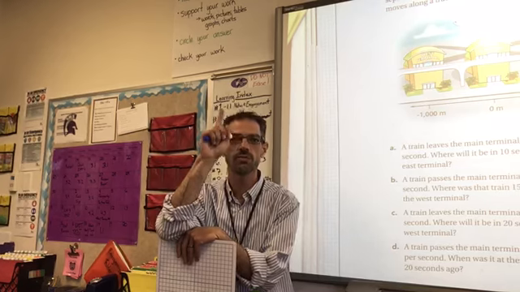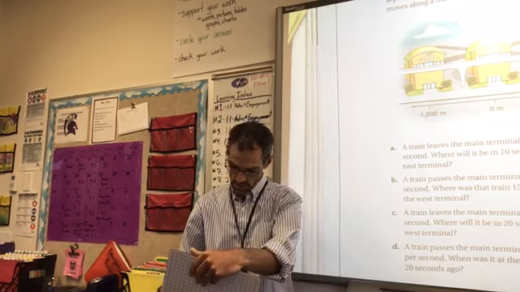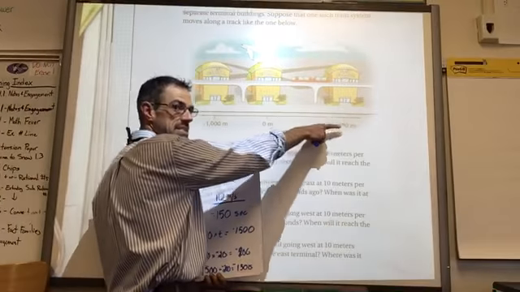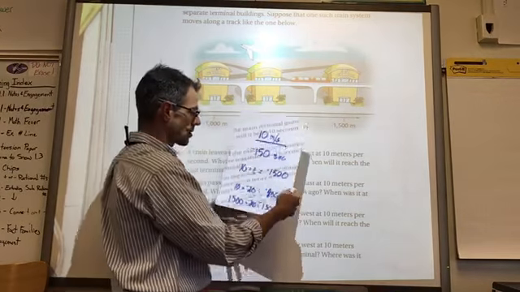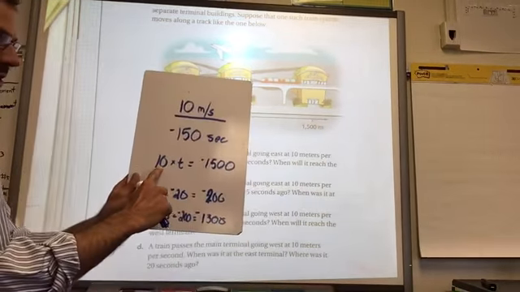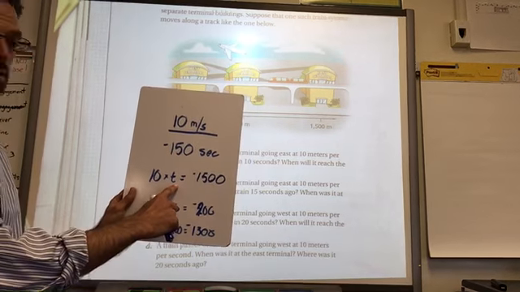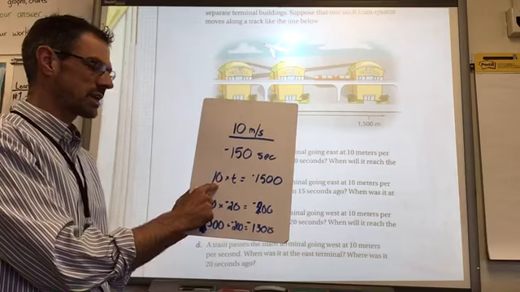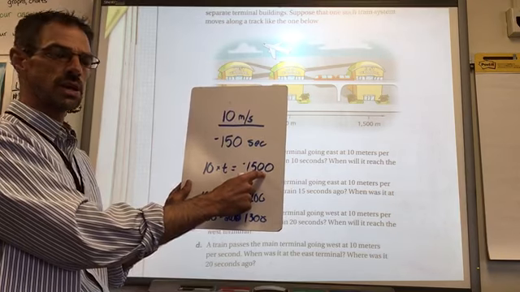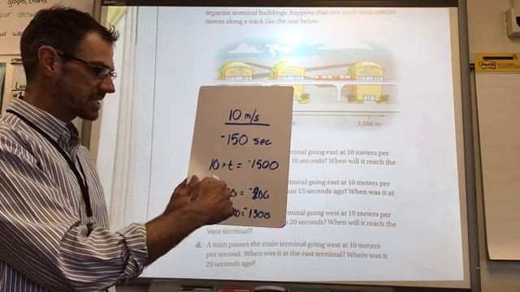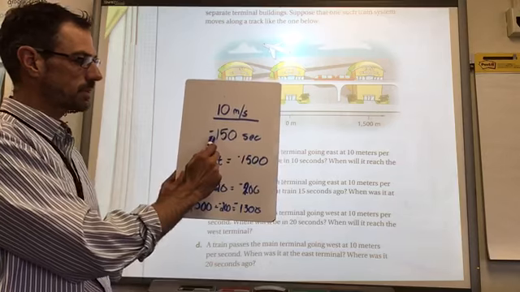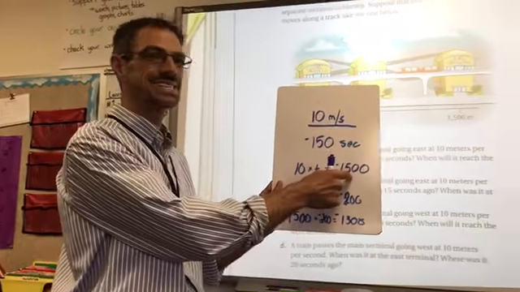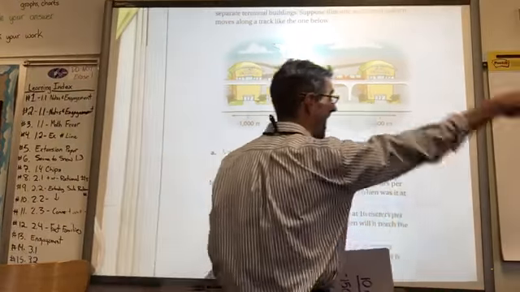Negative 150. Okay, because it's going this way, so this distance is now negative, right? So the way it would look is you would have 10 times t equals negative 150. I still do the same thing. I divide this side by 10. And that's going to give me my negative 150 seconds, because this distance is now negative because it's now behind.